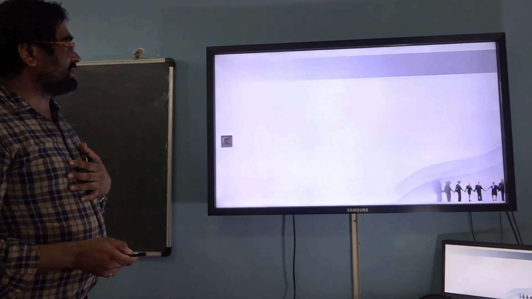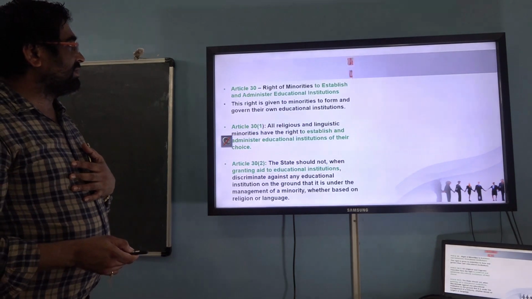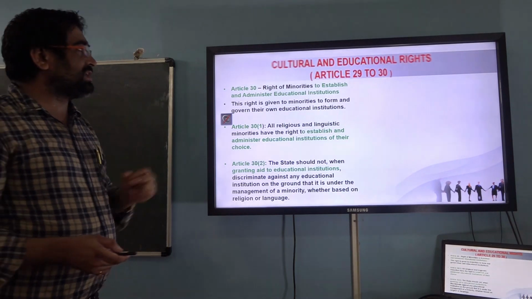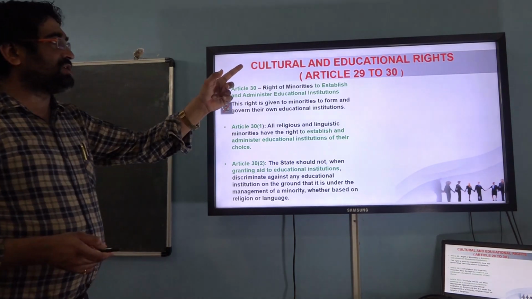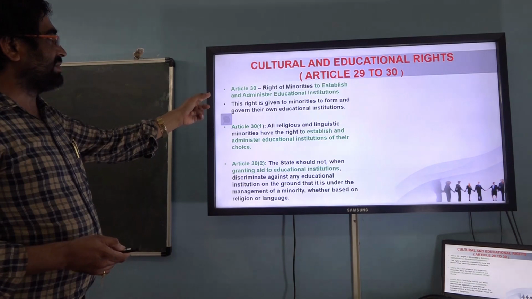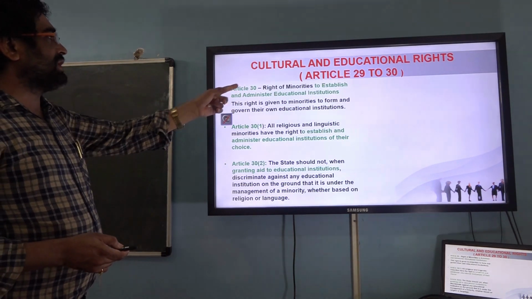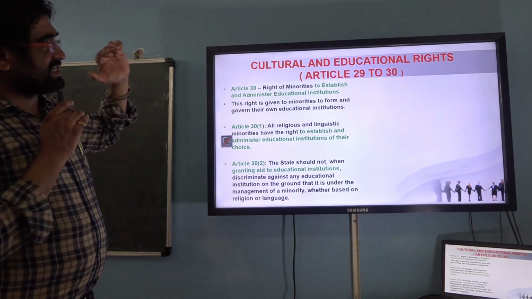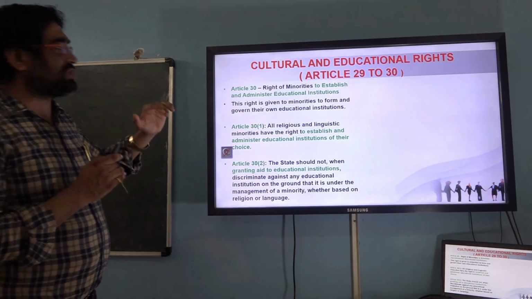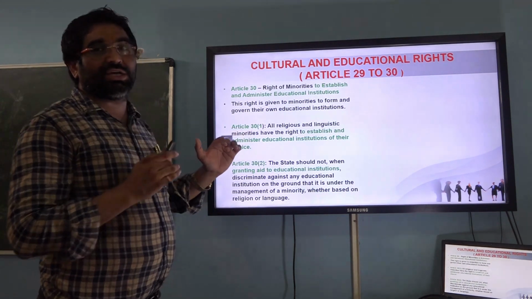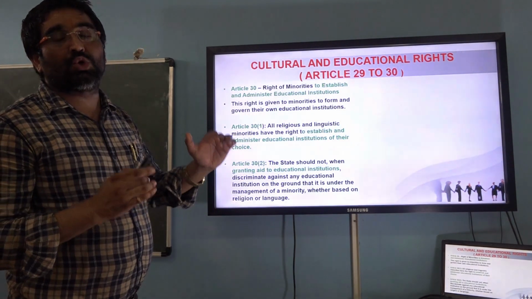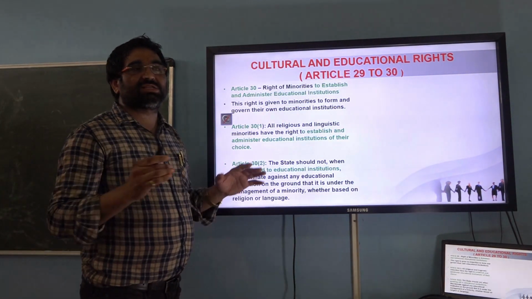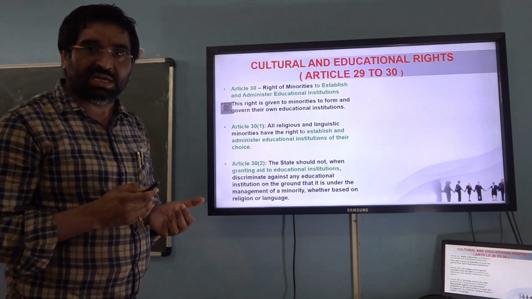Next slide. Now Article 29 we have seen, and here we will see the cultural and educational rights, the fifth right, and we will see Article 30, the right of minorities to establish educational institutions. Means what? In Article 29 we have seen that our constitution gives the minorities the right to protect and conserve their culture, script and language, and without any discrimination they can enter any educational institution.